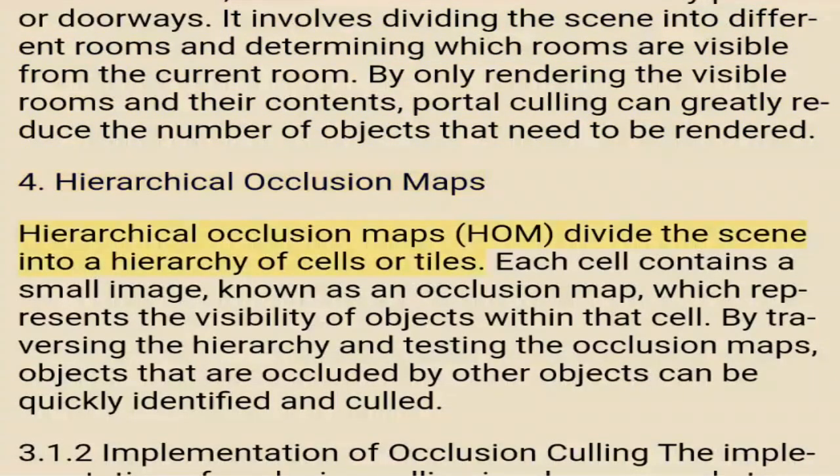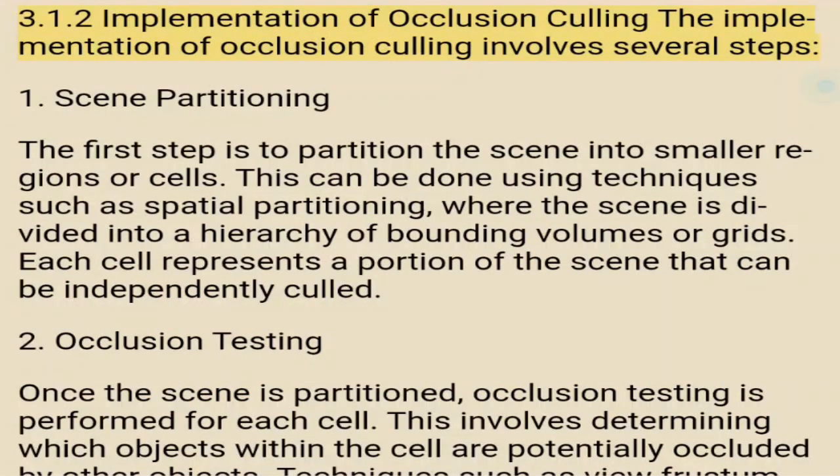4. Hierarchical occlusion maps. Hierarchical occlusion maps divide the scene into a hierarchy of cells or tiles. Each cell contains a small image, known as an occlusion map, which represents the visibility of objects within that cell. By traversing the hierarchy and testing the occlusion maps, objects that are occluded by other objects can be quickly identified and culled.